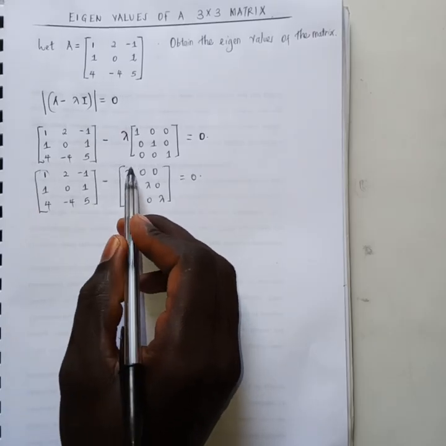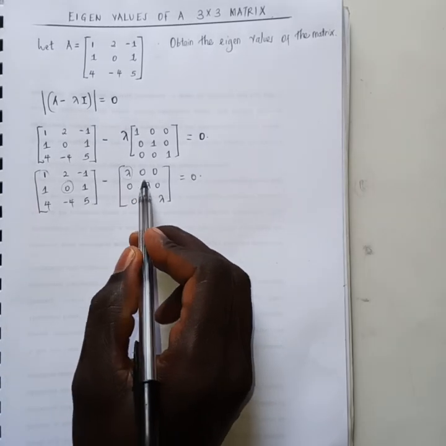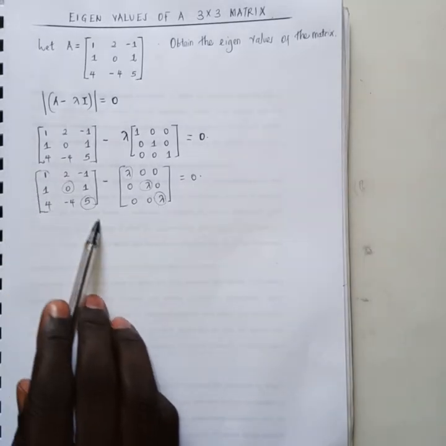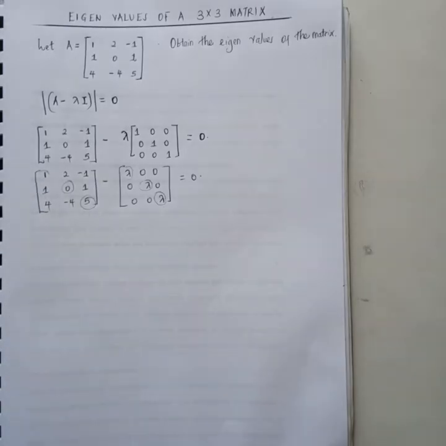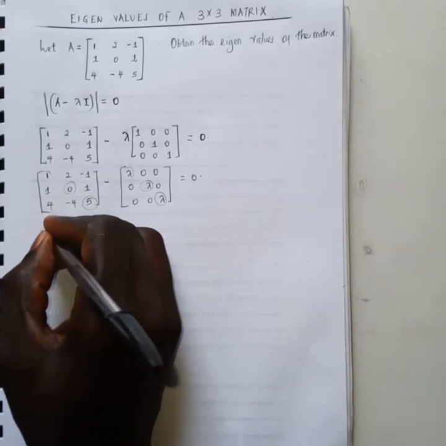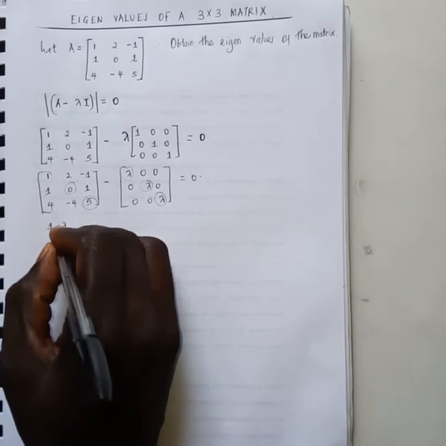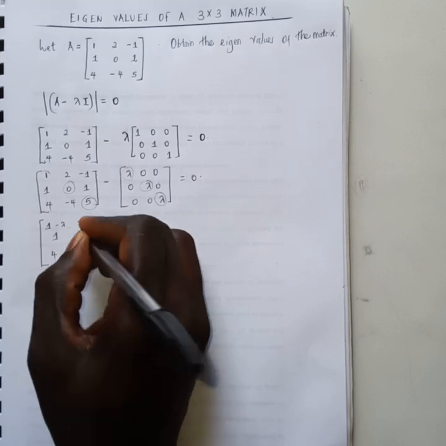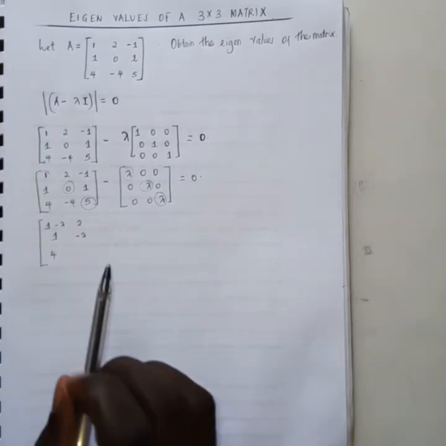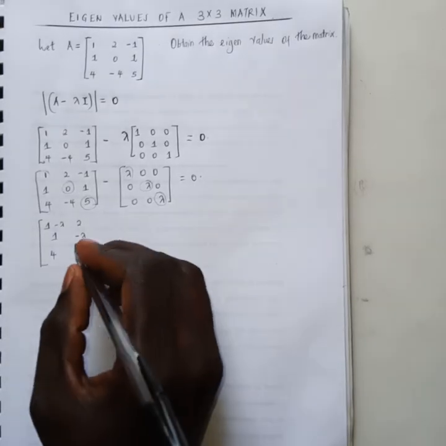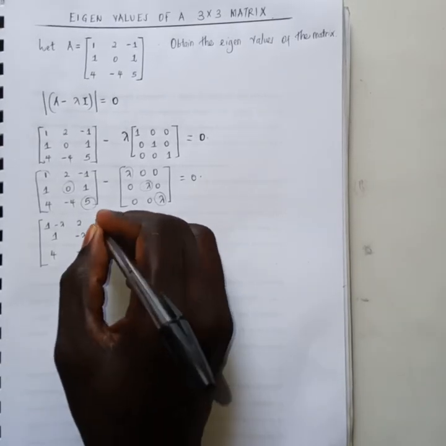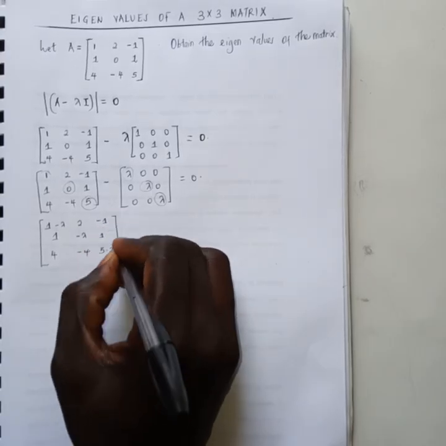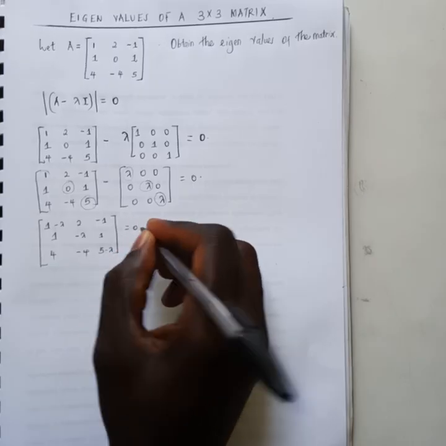You are going to subtract this one, and at this point you are going to subtract this one, and at this point you are going to subtract this one, meaning that only the values at the diagonal are going to be affected. So we'll be having 1 minus lambda, 1, 4, then 2, then minus lambda, because 0 minus lambda is negative lambda, -4, then -1, 1, 5 minus lambda, and this one should be giving us a 0.